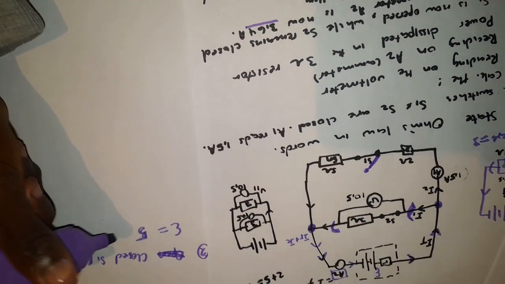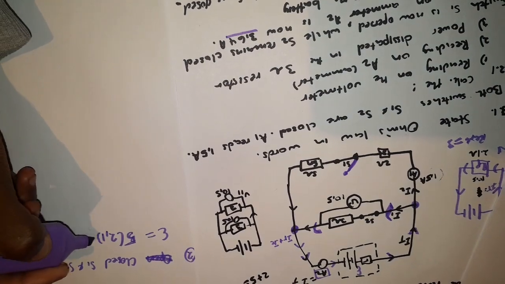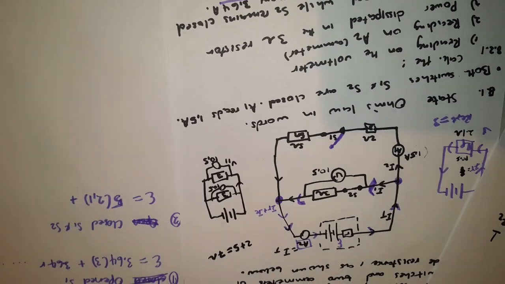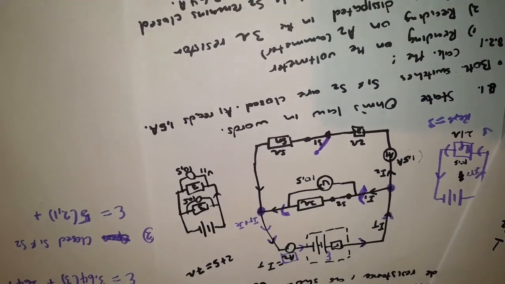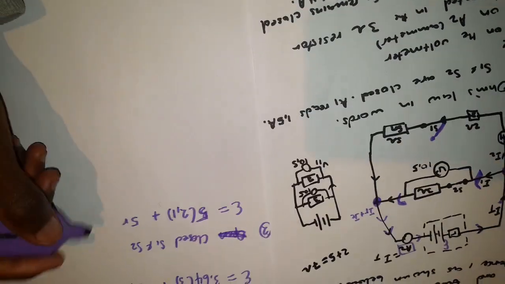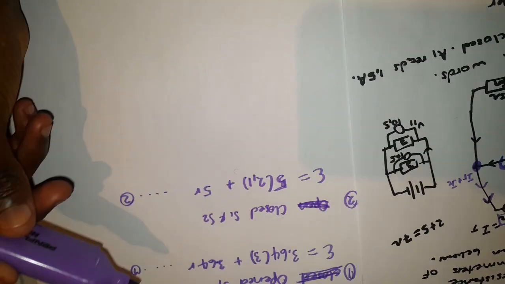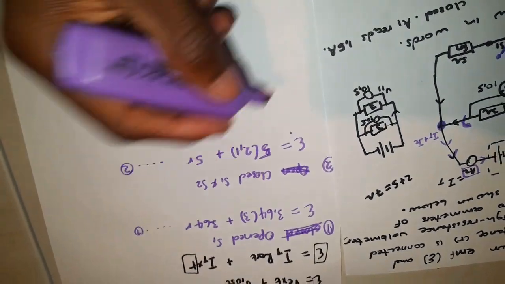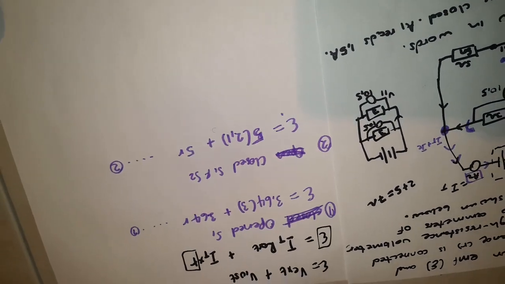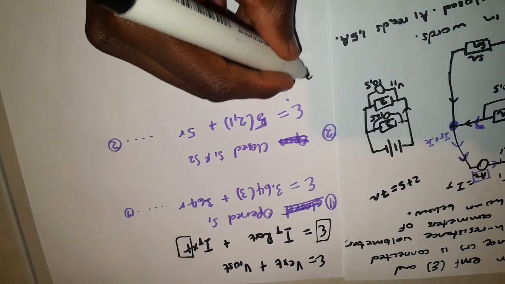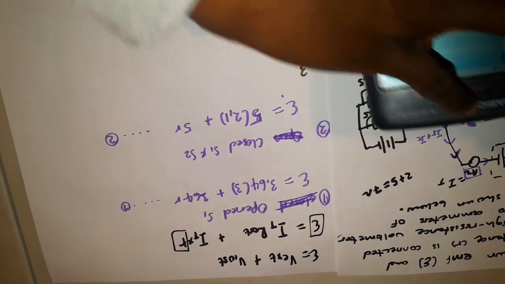So 5 multiplied by 2.1, which was our total R parallel, plus 5 multiplied by R. Now you can see that both of these are equal to E, which is the EMF. So we can just equate them. We equate equation 1 and equation 2. Let's just find the answer.